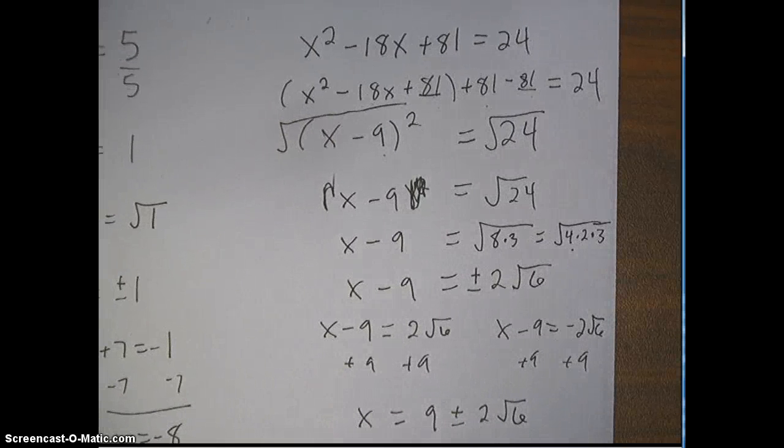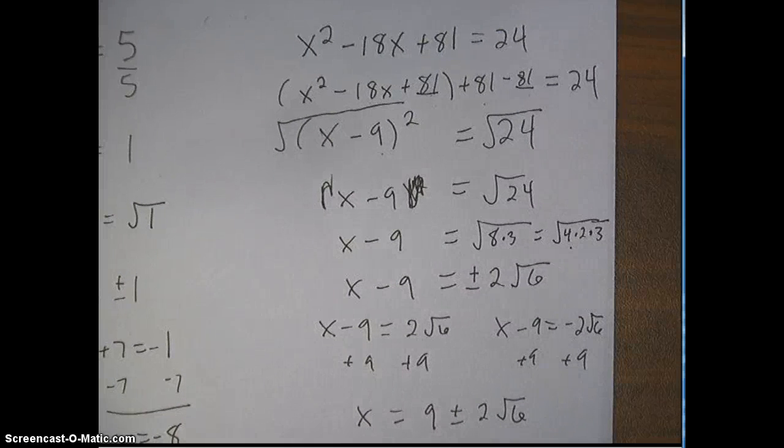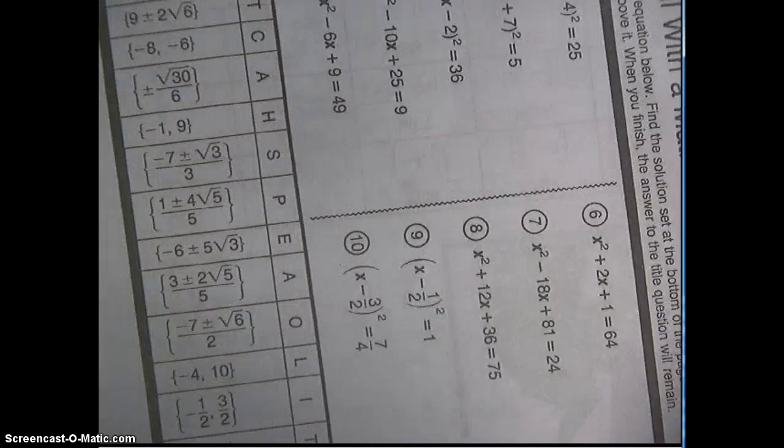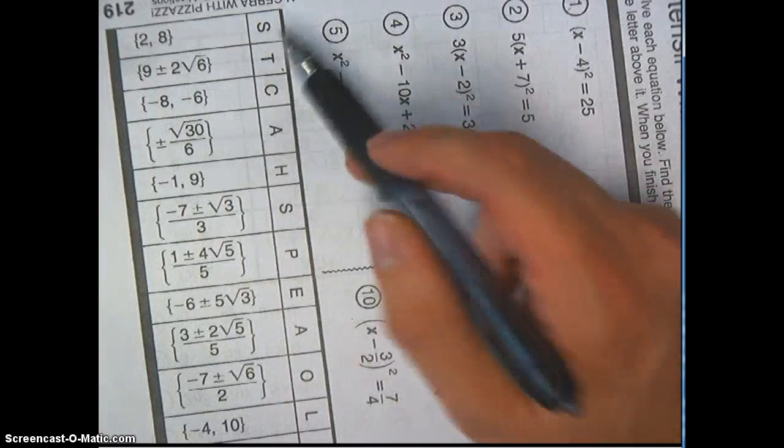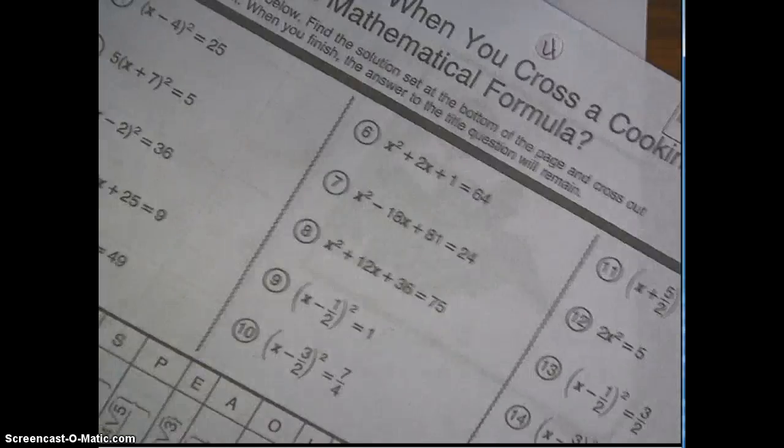And 9 plus and minus 2 root 6, of course, is the answer choice up here, T. So you would just go ahead and cross off T. So that's how you're going to use completing the square to solve some of these problems.